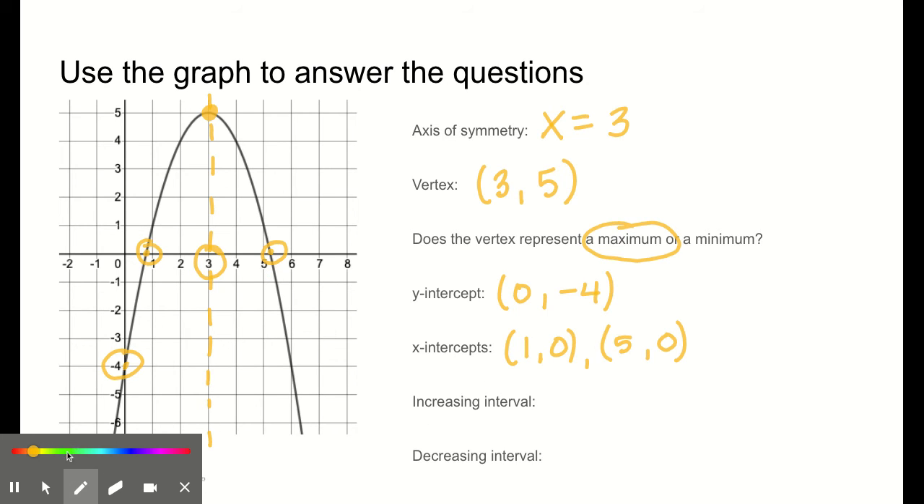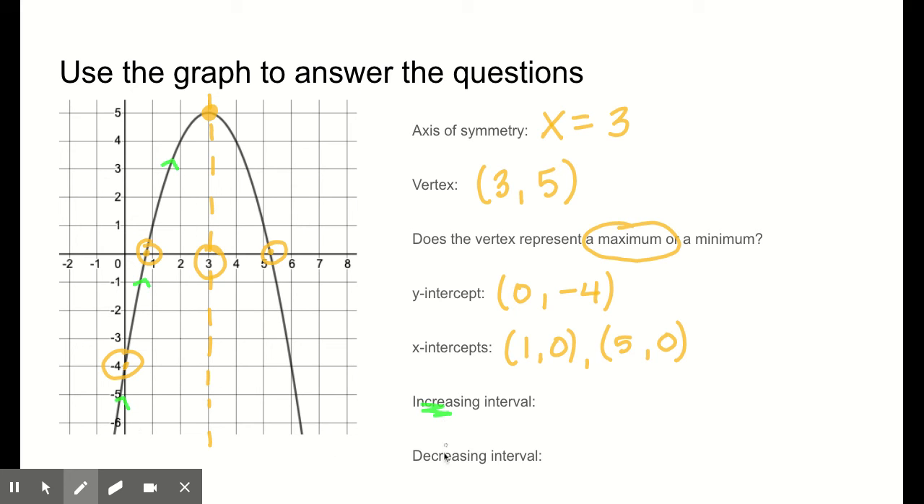The increasing interval. So if you take a look at our graph, we have to decide on which side of the axis of symmetry it is increasing or rising. So if you follow my pen, on this side of the axis of symmetry, it is increasing because it's moving in the upward direction as we go from left to right. So this is the interval where it's increasing.